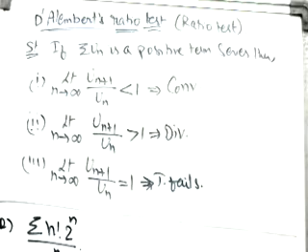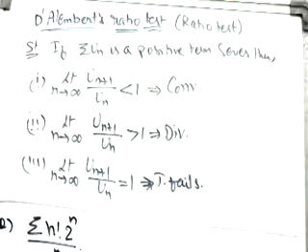We have to find the limit as n tends to infinity of u(n+1) by u(n). If its value is less than 1, we say the series is convergent. If its value is greater than 1, we say the series is divergent. And if its value equals 1, the test fails. If the test fails, we have to go to the previous method, the comparison test, or any other test.